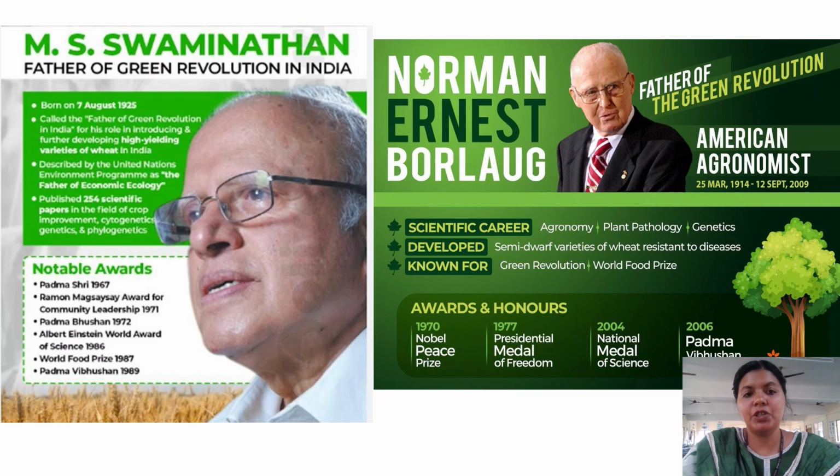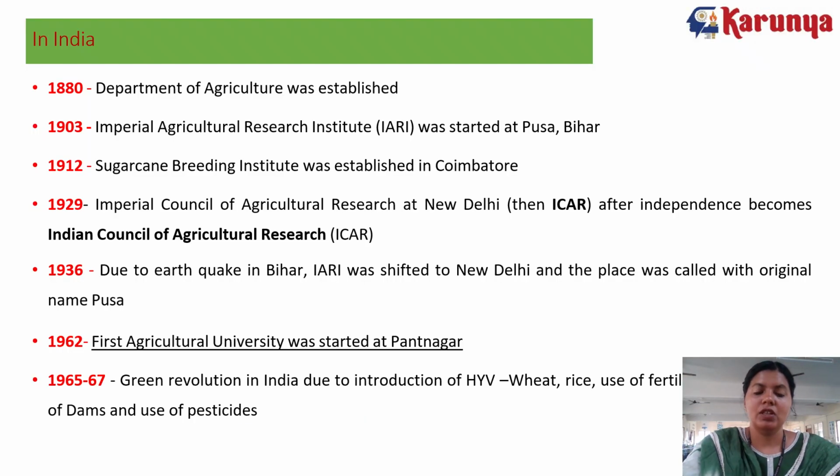So here I've given the picture of Dr. M.S. Swaminathan. He is called the father of the Green Revolution in India because of the introduction of high yielding wheat varieties. And then Dr. Norman Borlaug developed dwarf wheat varieties which helped increase production in India. And he was called the father of the Green Revolution. Actually, he's an American agronomist. So these are some of the important milestones that happened in agriculture in India.